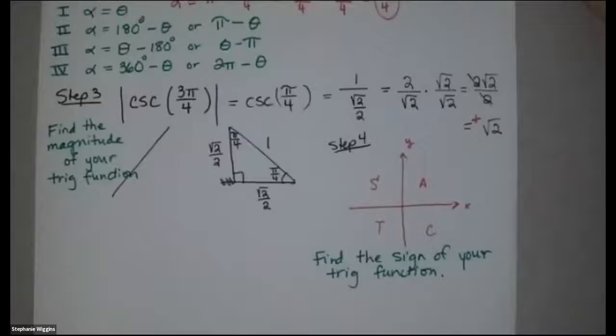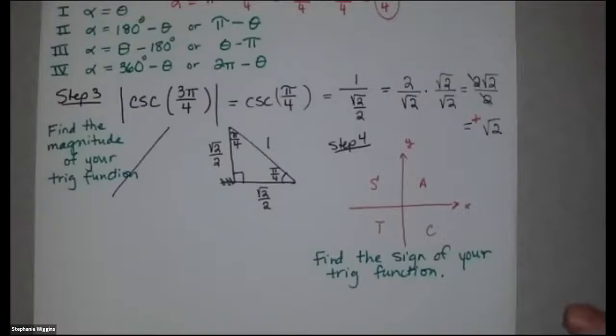Okay. Where did you get the square root of 2 over 2 from? Say that again. Where did you get the square root of 2 over 2 from? Oh, okay. So there are 2 triangles that you want to be familiar with, okay? And let me just talk about that.